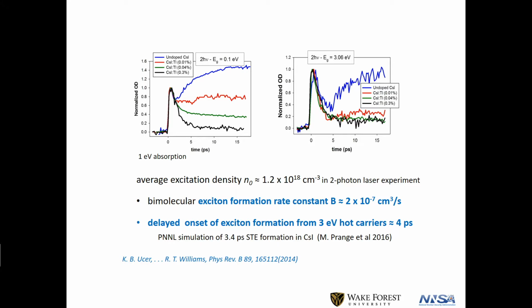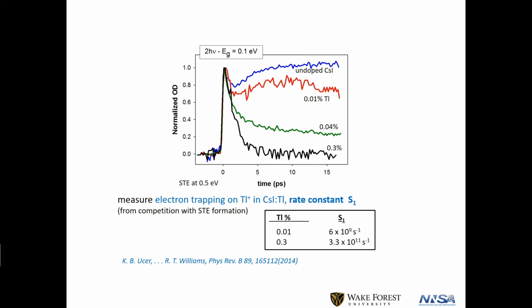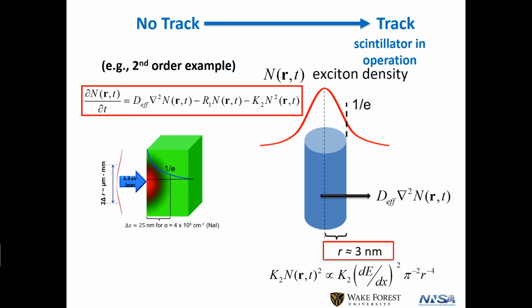And then by varying the thallium concentration, we can extract the bimolecular exciton formation rate constant, and we can extract the capture of electrons on thallium rate constant. Okay, so I'm telling you all these quantitative rate constants. And so that's the last piece of this. We are winding up.